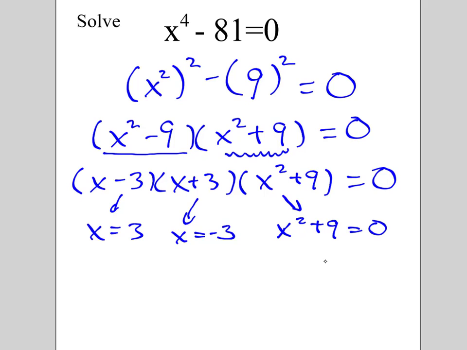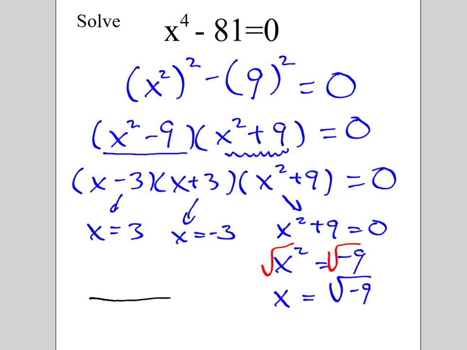x squared plus 9 equals 0. Well, let's just do this algebraically. We're going to subtract 9 from both sides, and then I'm going to take the square root of both sides. And that's where things are going to go wonky, because I can't take the square root of a negative 9 and get a real number. I can only get an imaginary number. So this problem ends right there.